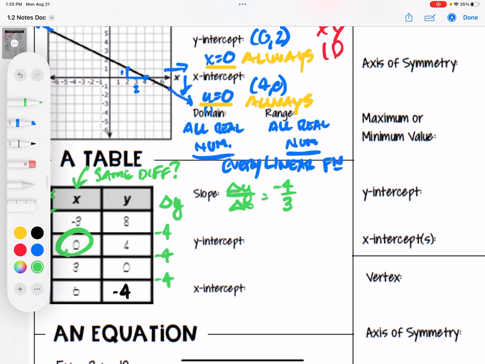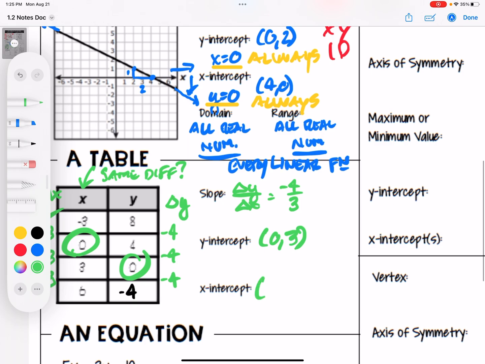Remember, the y-intercept is where x equals 0. The x-intercept is where y equals 0, so that's at (3, 0). Sorry, the y-intercept is (0, 4). Okay, so this one goes here, and this one goes here. There we go.